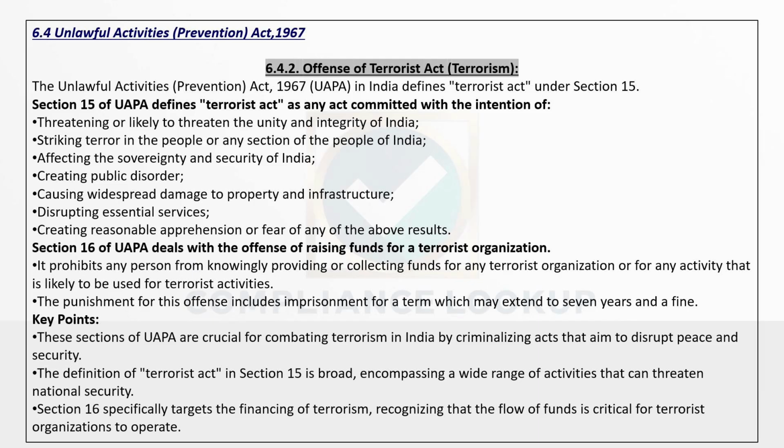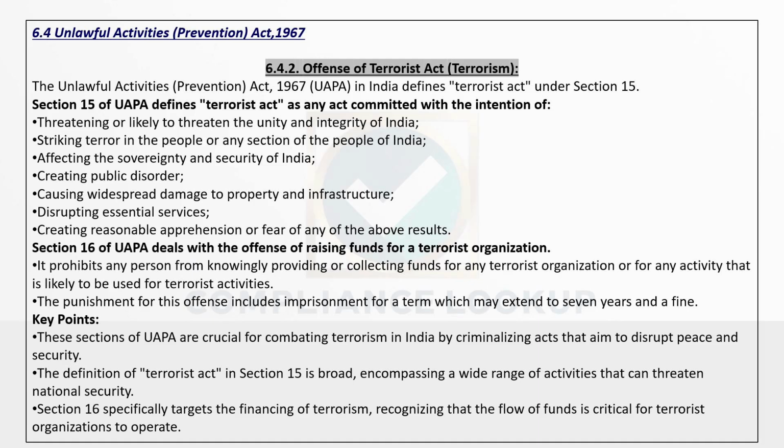7. Creating reasonable apprehension or fear of any of the above results. Acts that create a serious fear that any of the outcomes mentioned above could happen, even if they do not. Example: a group sends a threatening message about bombing a major city. Even if no attack occurs, this act creates fear and apprehension among the people and can be considered a terrorist act under Section 15.